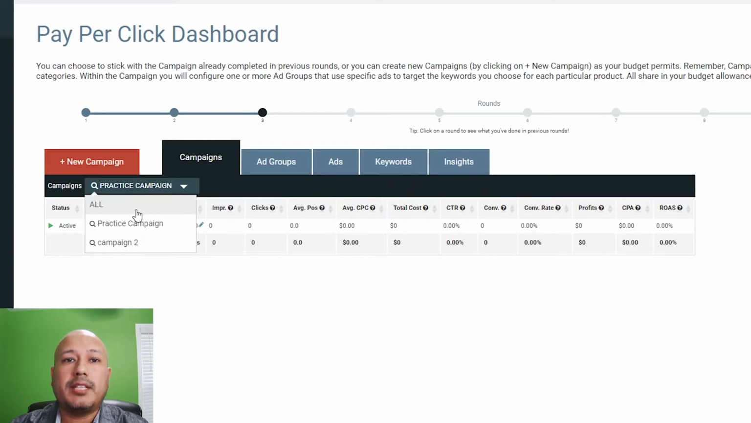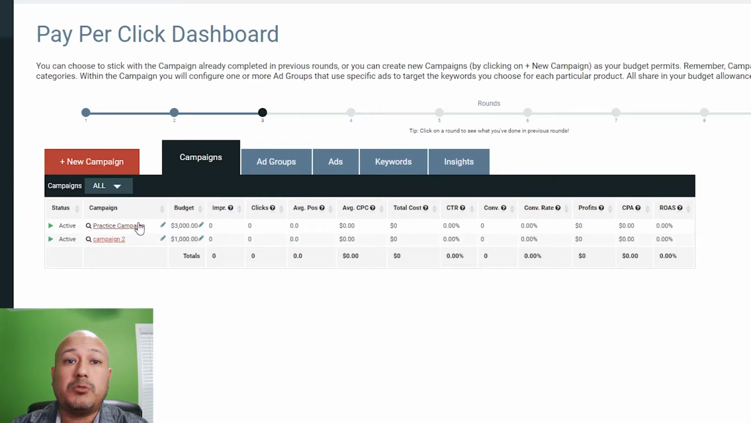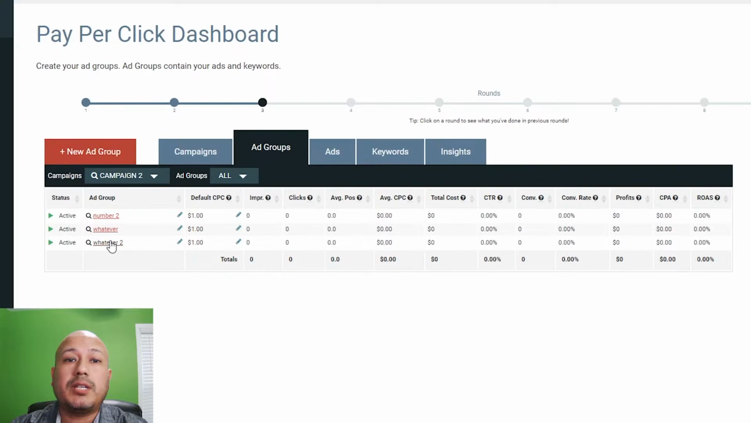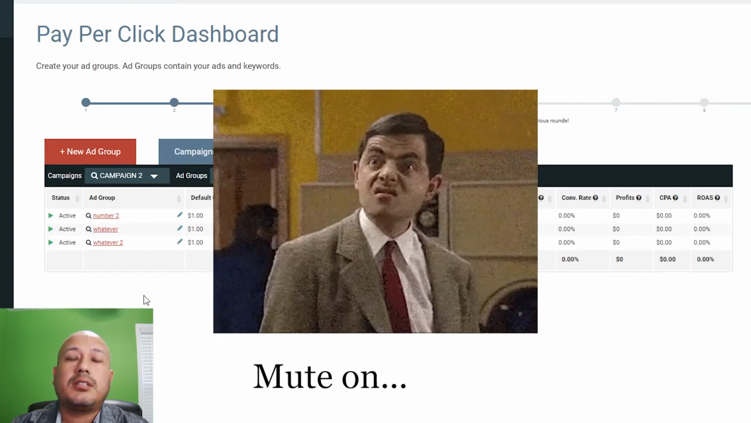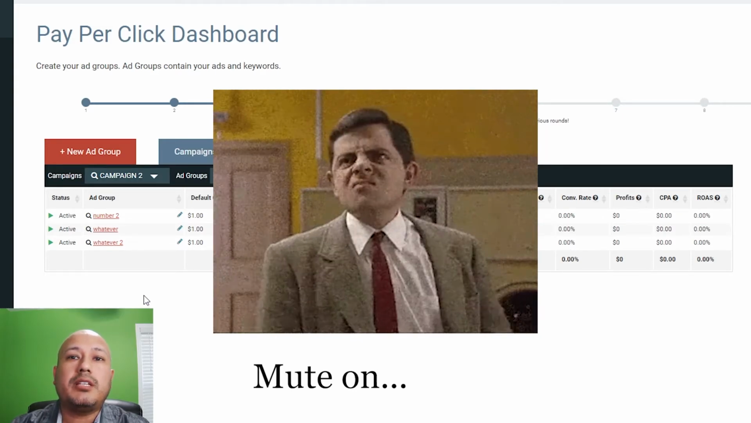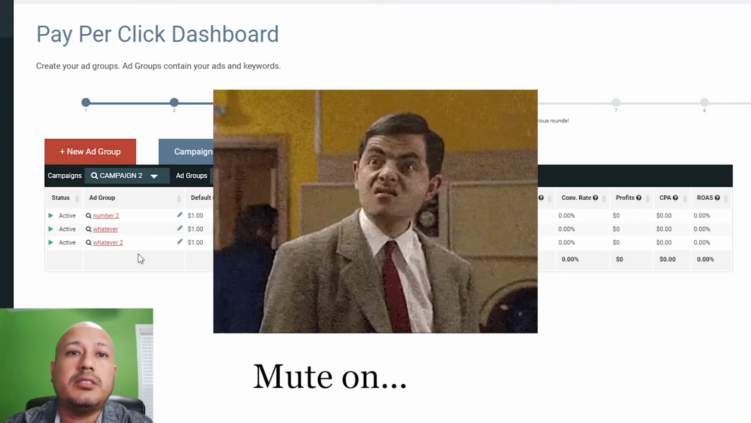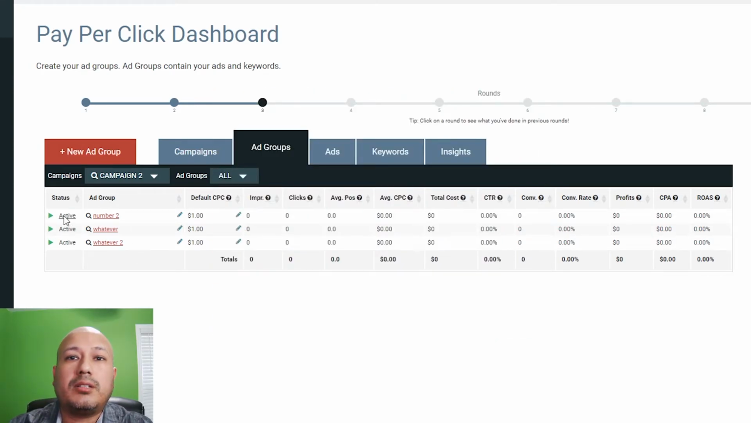So let's go back to the campaign and look at all the campaigns. We just went over the practice campaign. Let's look at campaign 2. Here we see that the ad group name the person has given is completely random, number 2 whatever 2. But the good thing is all of these ad groups are active. So let's go in and look at the ads.